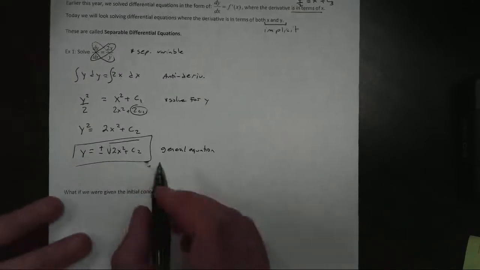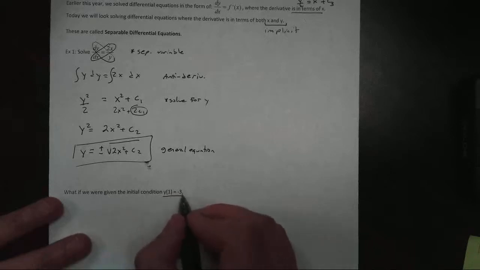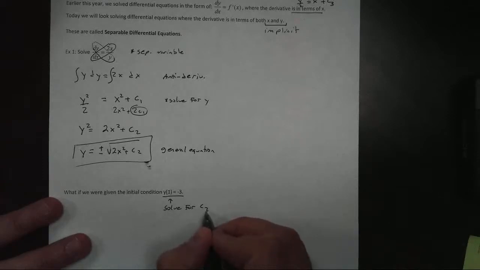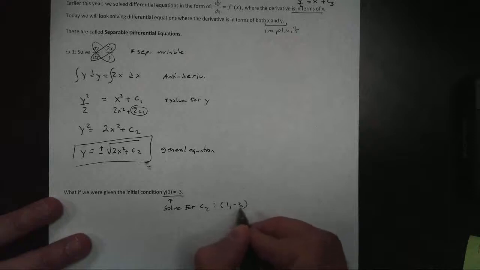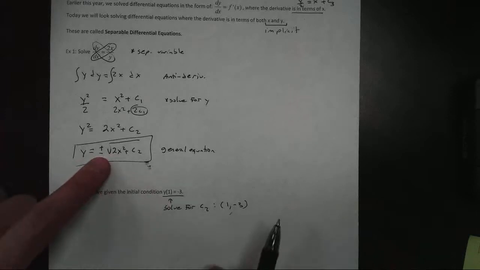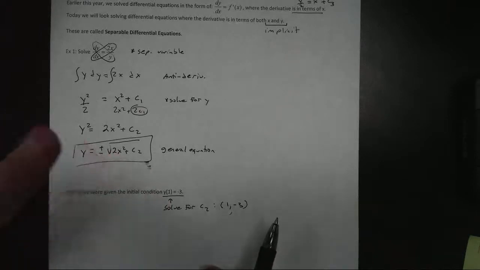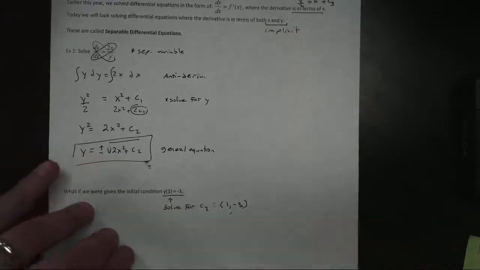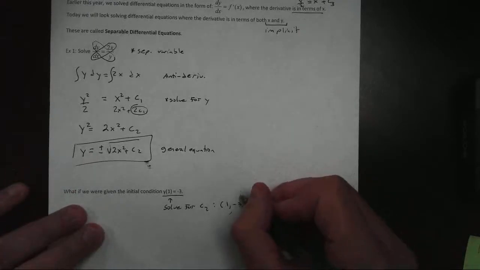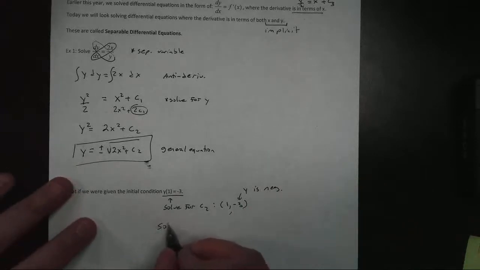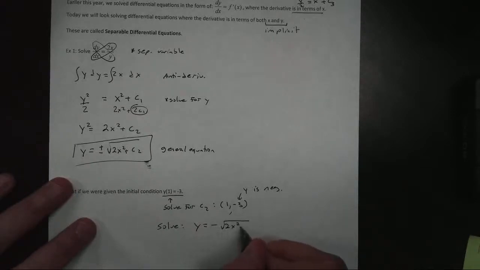Now, it's just like solving for these in the past. If I'm given the initial condition, y(1) equals negative 3, this is what we use to solve for c2. I'm going to use this point, (1, -3). Now, take a look here. Be very careful. I have two answers, two choices. I'm saying y is positive or y can be negative. If I look at my initial condition here, I'm only going to get one answer because they're telling me y is negative. So when I solve this, I'm only going to use the negative square root, not the positive.